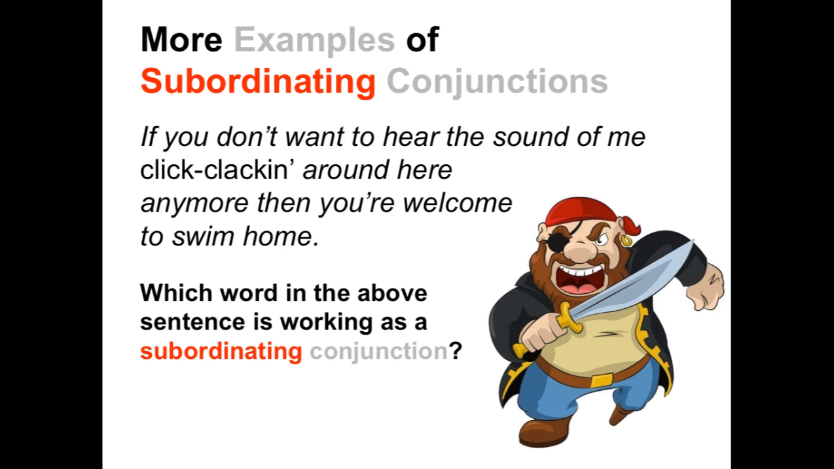Which word in this sentence is functioning as a subordinating conjunction? The subordinating conjunction in this sentence is the word if. It's turning the first clause, if you don't want to hear the sound of me click-clacking around here anymore, into a dependent clause, allowing it to be joined with the independent clause, then you're welcome to swim home.